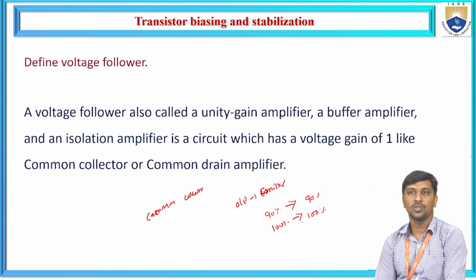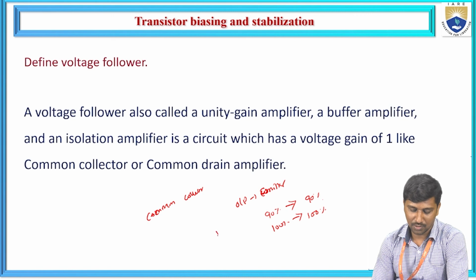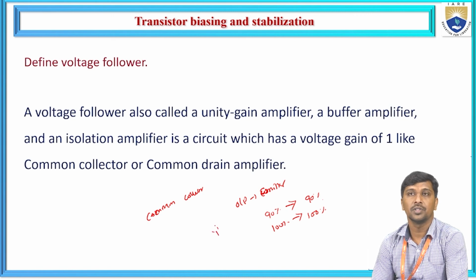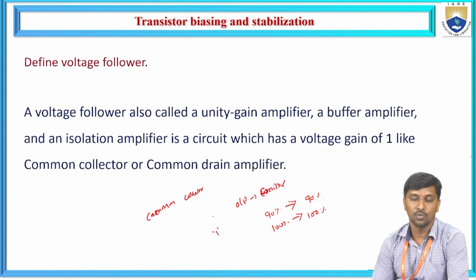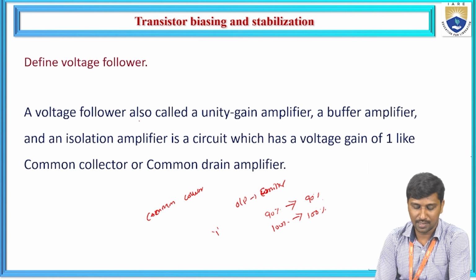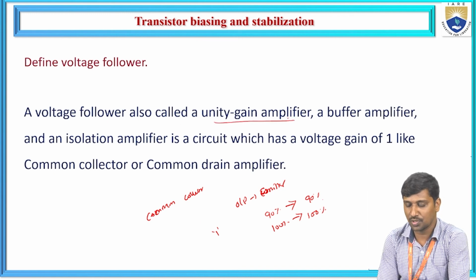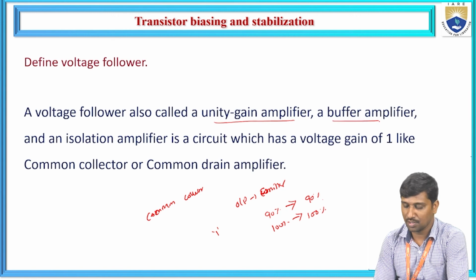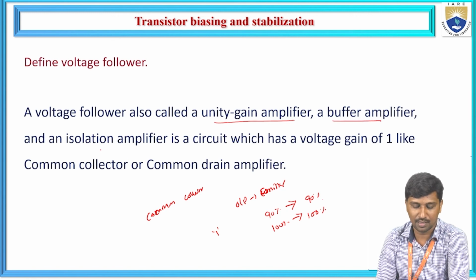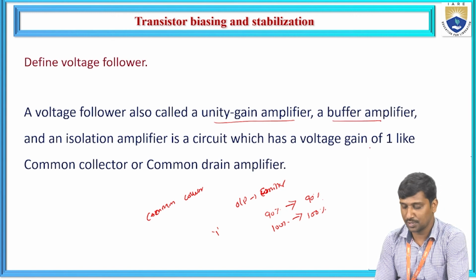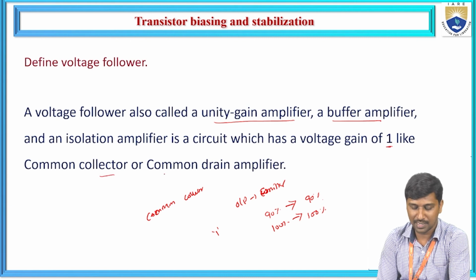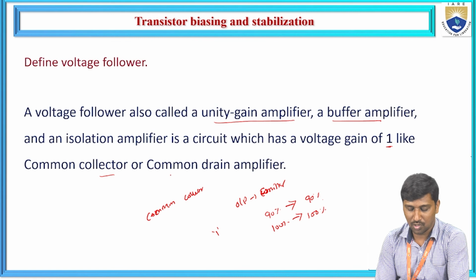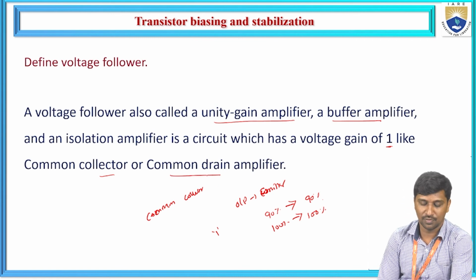Then if you observe the voltage gain for this case, we have unity gain. This unity gain circuit is called a voltage follower circuit, or it is also called a buffer circuit. So a voltage follower is also called a unity gain amplifier or a buffer amplifier, and is an isolation amplifier circuit which has a voltage gain of 1, like common collector. Similarly in the FET case, the common drain amplifier also acts as a voltage follower circuit.